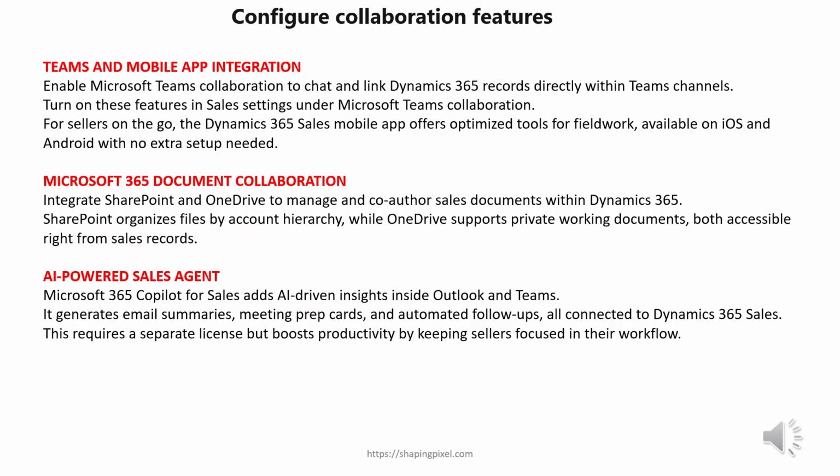Integrate SharePoint and OneDrive to manage and co-author sales documents within Dynamics 365. SharePoint organizes files by account hierarchy, while OneDrive supports private working documents, both accessible right from sales records. Microsoft 365 Copilot for Sales adds AI-driven insights inside Outlook and Teams. It generates email summaries, meeting prep cards, and automated follow-ups, all connected to Dynamics 365 Sales. This requires a separate license, but boosts productivity by keeping sellers focused in their workflow.